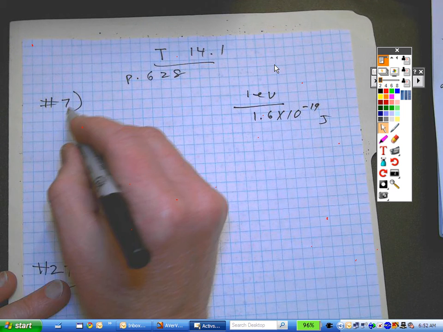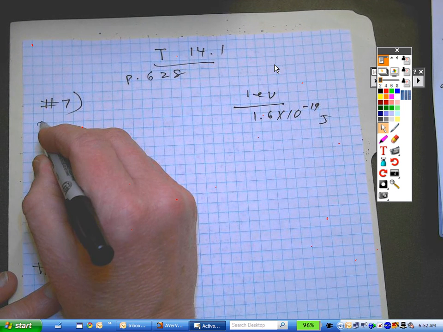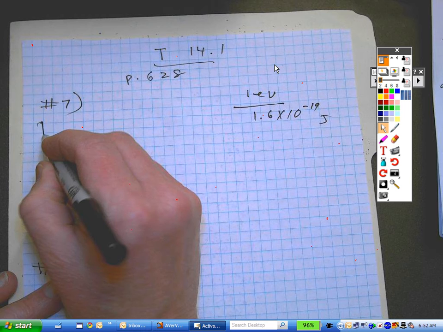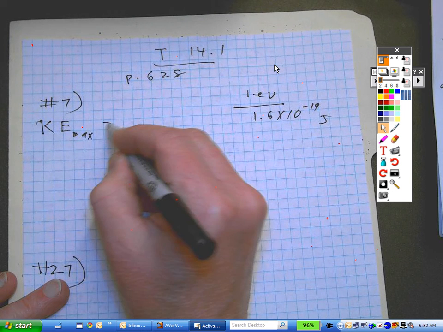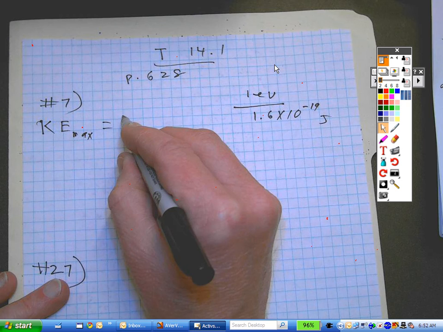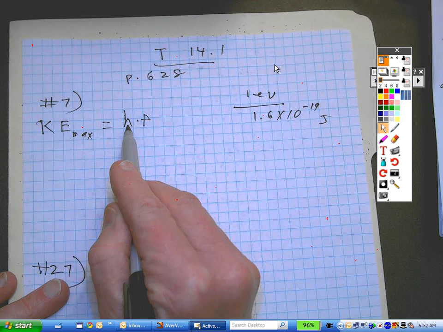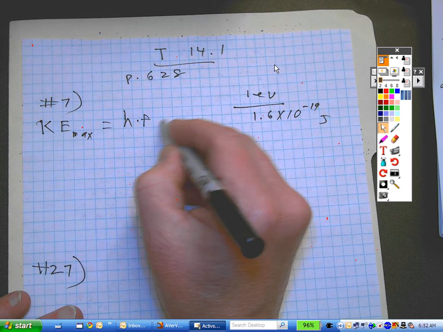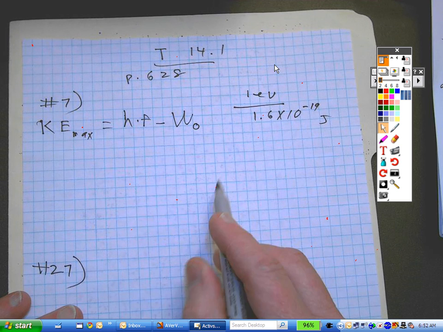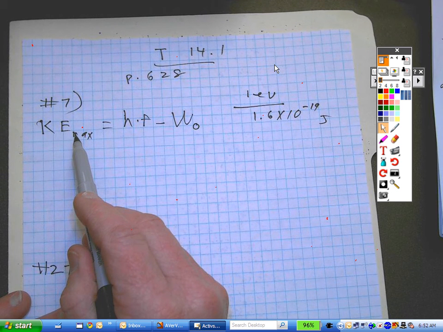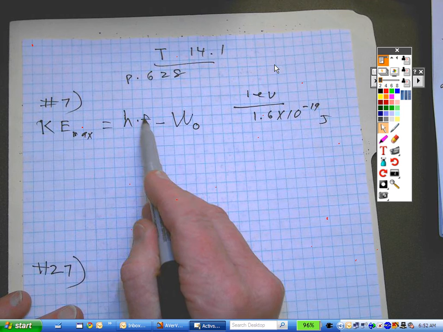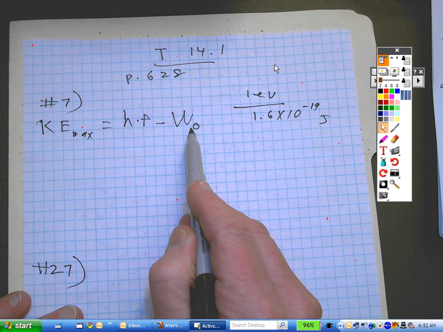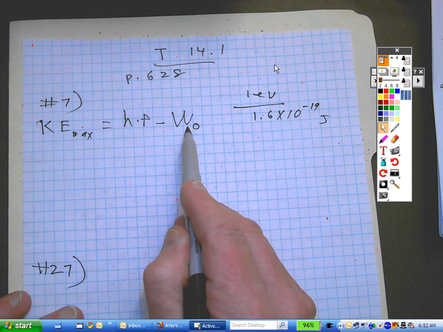Remember the work function formula. The maximum kinetic energy is equal to h times f, recall, E equals hf is the formula for the energy of a photon, minus W0, which is the work function. So the maximum kinetic energy is equal to the energy of the photon, E equals hf, minus the work function. That's the minimum that you need for ejection of an electron. So that's what you're going to use.